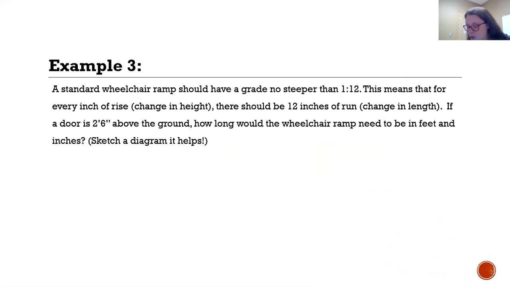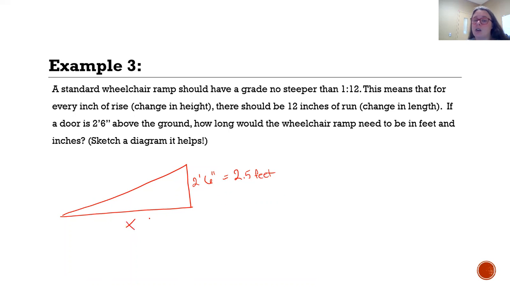Sketching a diagram often helps, so we'll sketch a diagram for this one. So here's my ramp. This height is 2 feet 6 inches, or we could say it's 2.5 feet. And we want to know how long, basically, where would the end of this ramp sit from the building? So how long is this distance? Okay, and we'll wait till we get to trig to find out the diagonal measurement of that ramp. But for now, we're just looking for this measurement here.